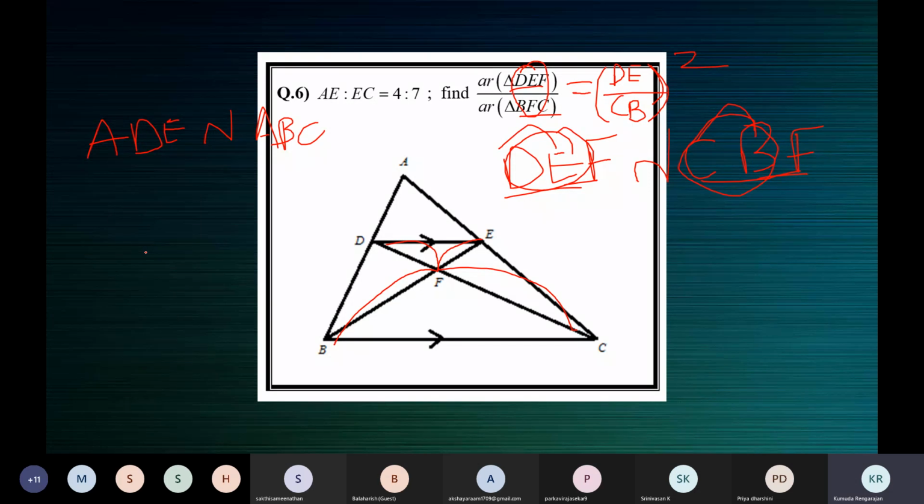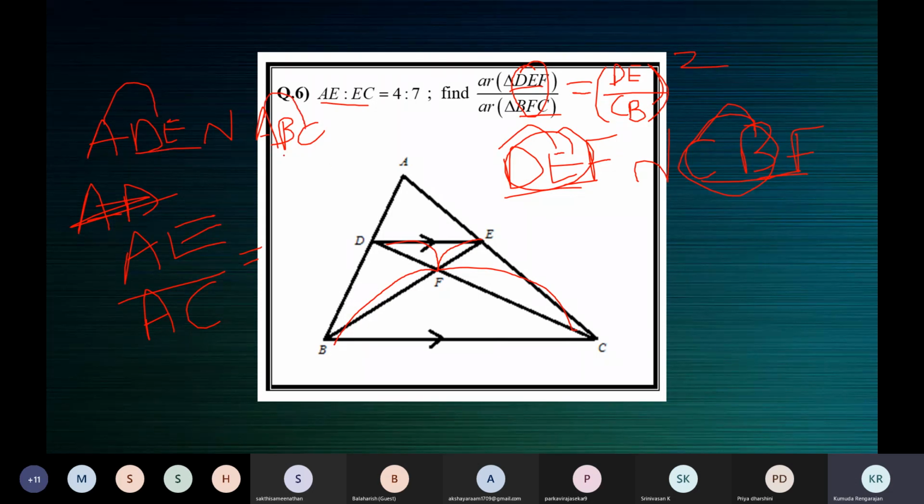Common angle, corresponding angles. So AD by AB, you can see here. So the triangles are similar. Let's take, because we are given AE by EC, no? So AE by AC is equal to DE by BC. You can see it here.